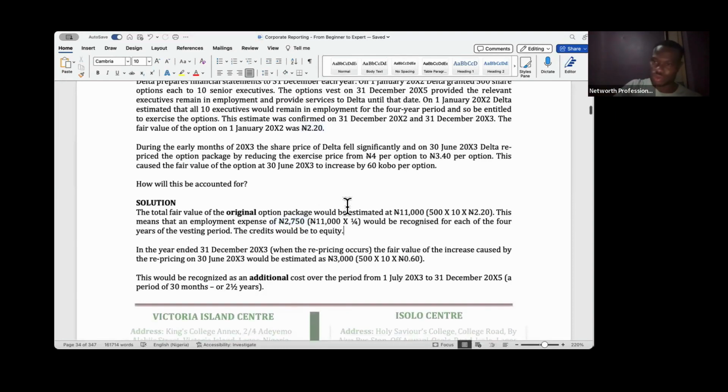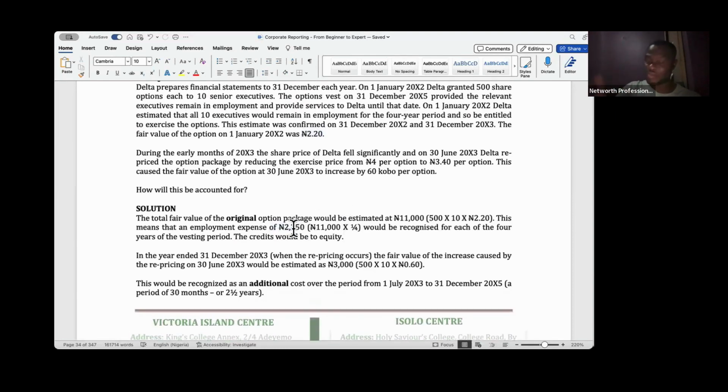In year two, and remember, this I taught you last week. If you have done your assignments, this will be a walkover for you. Remember, this 2,750, you simply debit staff costs and you credit equity reserve with that amount. In year 2, it's the same because nothing changed. They said in 31st December 2003, all the 10, you are still estimating that they will be there at the vesting date. So it's still the same logic. It's still the 10 times 500 times 2.2. But in year 2, you know that it will be times 2/4.